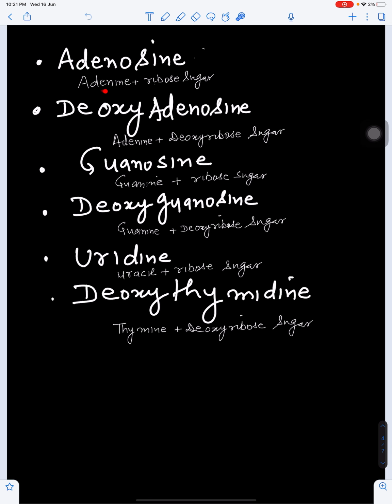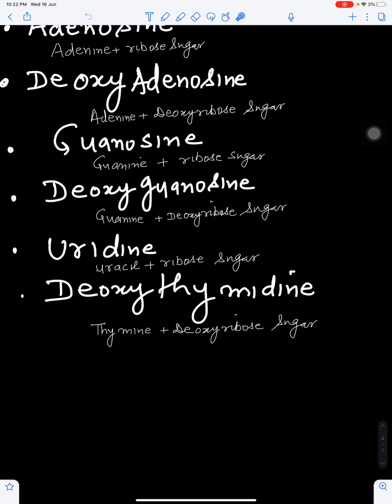Now, if adenine combines with ribose sugar, this will be called as adenosine. And if adenine combines with deoxyribose sugar, this is called as deoxyadenosine. If guanine combines with ribose sugar, this is guanosine. And if guanine combines with deoxyribose sugar, this is deoxyguanosine. Uracil combined with ribose sugar, this is uridine. And thymine combined with deoxyribose sugar, this is deoxythymidine.